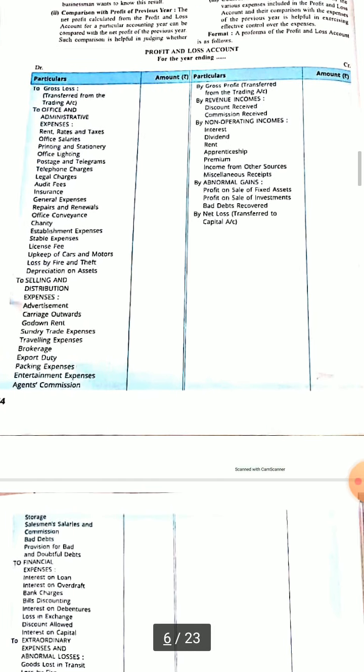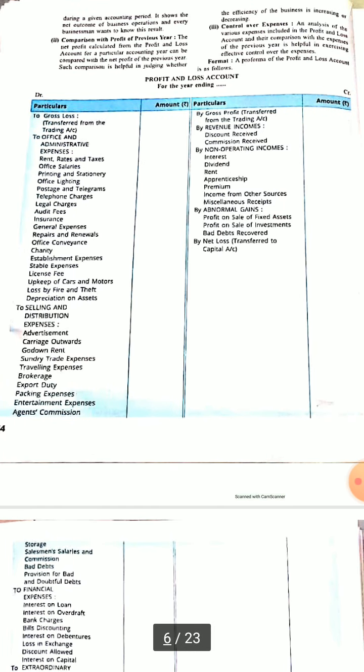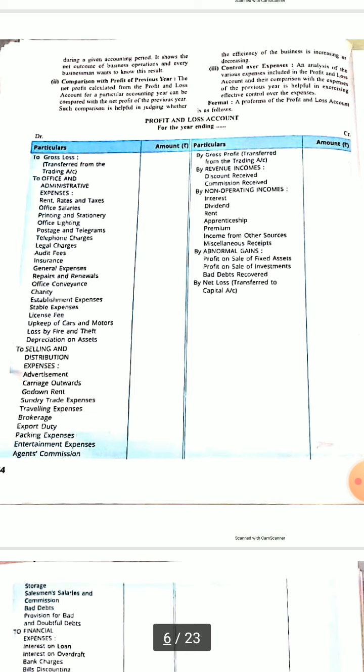Under profit and loss account, at first profit and loss account is written, then for the year ended or for the year ending, the date is written on which the PL account is prepared. If there is a gross loss, then it is written on the debit side on top of everything: to gross loss transferred from trading account.